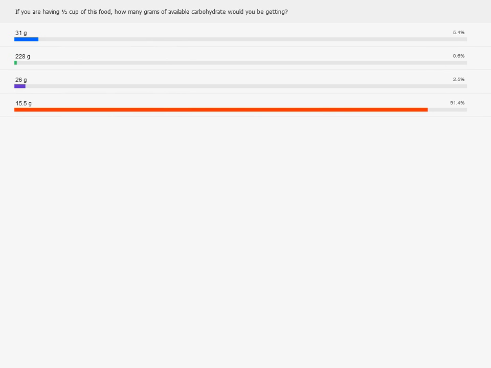So great, 91% got it right. It was 15.5. So if you didn't get the answer, you might have wanted to look at the serving size. So the portion there was 1 cup, but we were having half a cup, so we needed to divide the 31 grams by 2.